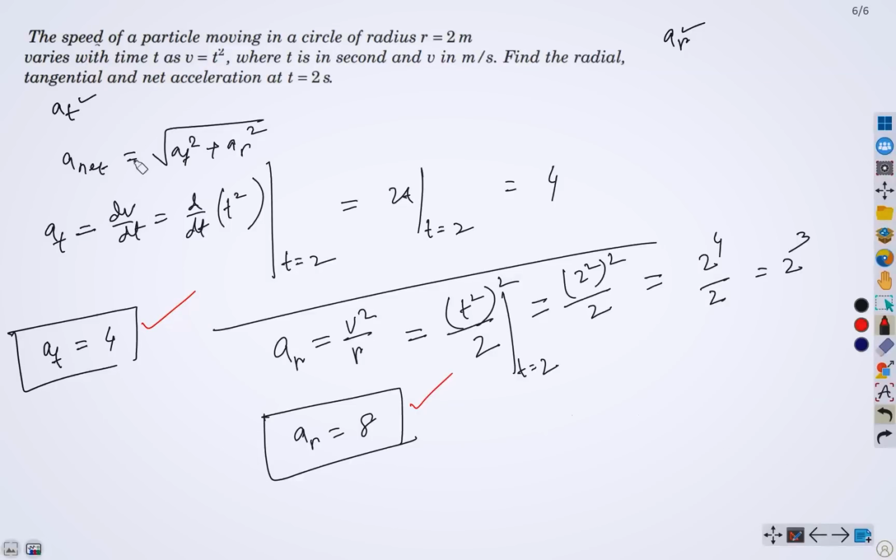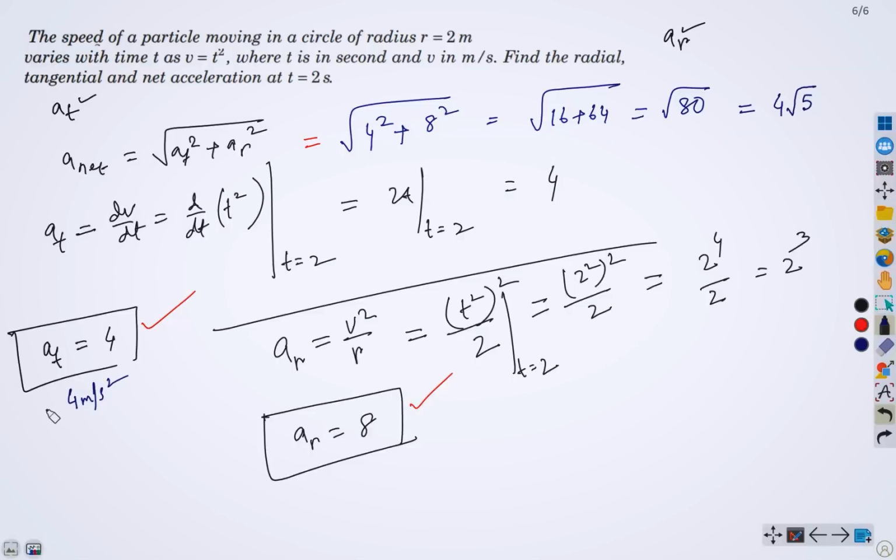Okay. So now we can easily determine our A net, substituting the value here. I am using a different color. This is our AT square. AT square is 4 square and AR square is 8 square, solving 16 plus 64, that is 4 root 5. Okay. So our AT is 4 meter per second square, that is tangential acceleration. Our AR is 8 meter per second square, that is centripetal acceleration, or you can say radial acceleration. And our net acceleration A is 4 root 5 meter per second square.